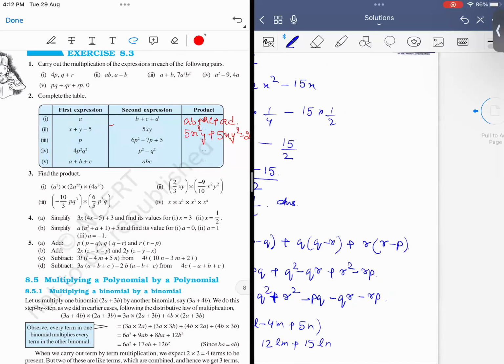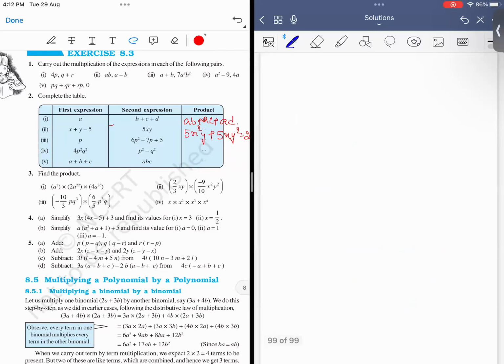And the second expression from which we have to subtract is 4l into 10n minus 3m plus 2l. Okay, so open it. So 4 times 10 is 40ln minus 12lm plus 8l square.